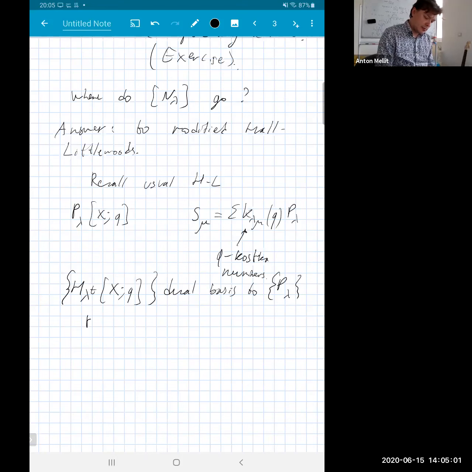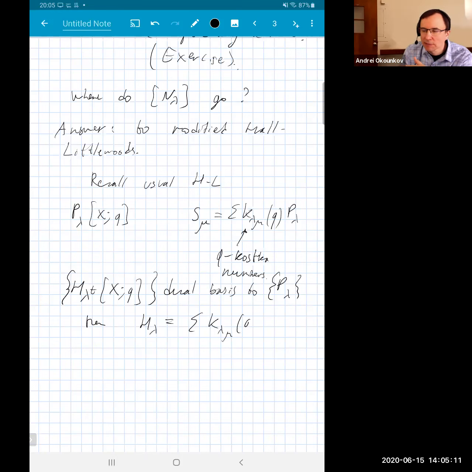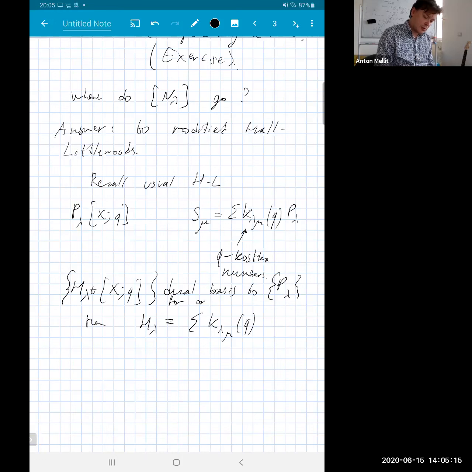And then we will have a formula like this. It means dual with respect to the ordinary scalar product. With respect to the ordinary one. And we get the formula like this.